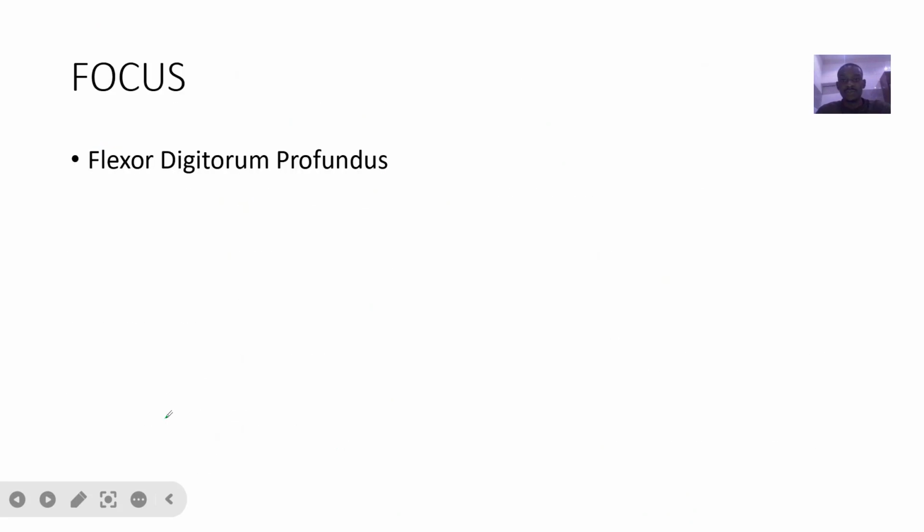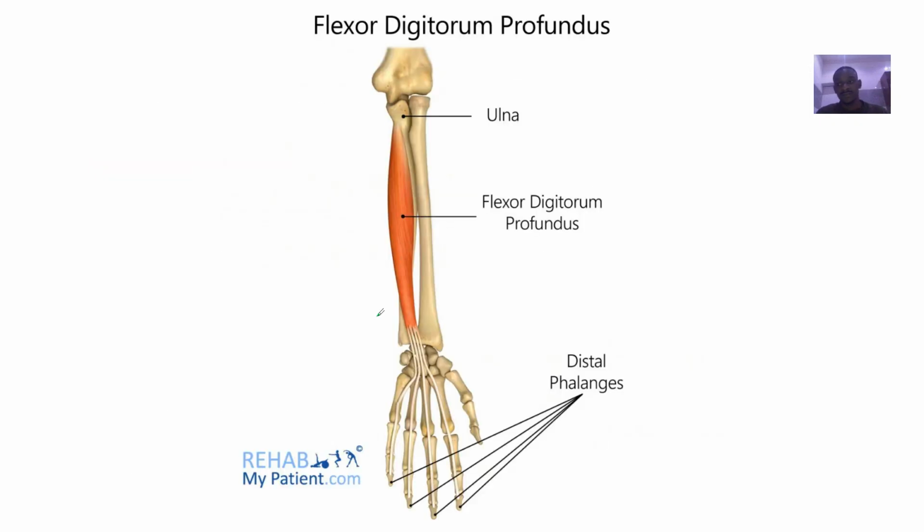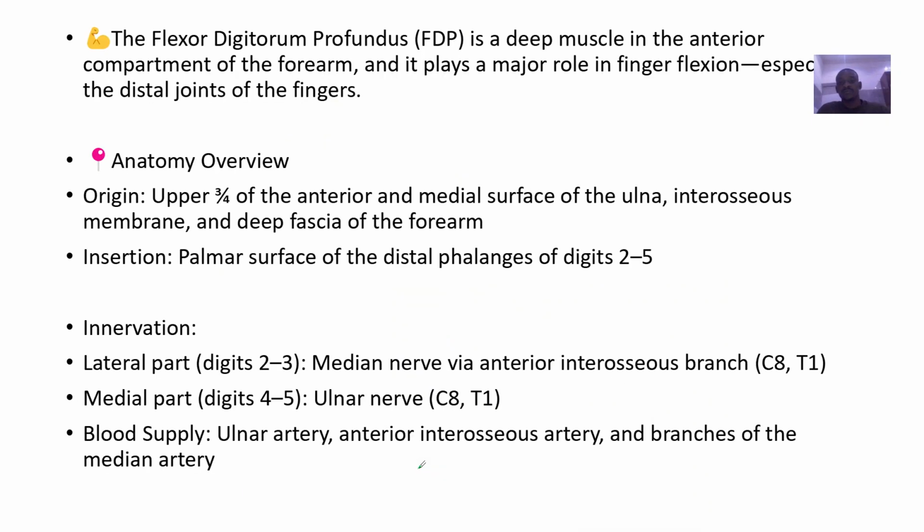So Flexor Digitorum Profundus, we said that it's a deep muscle in the anterior compartment of the forearm. It plays a major role in finger flexion, especially the distal fingers, because it is inserting in the distal phalanges. Alright.